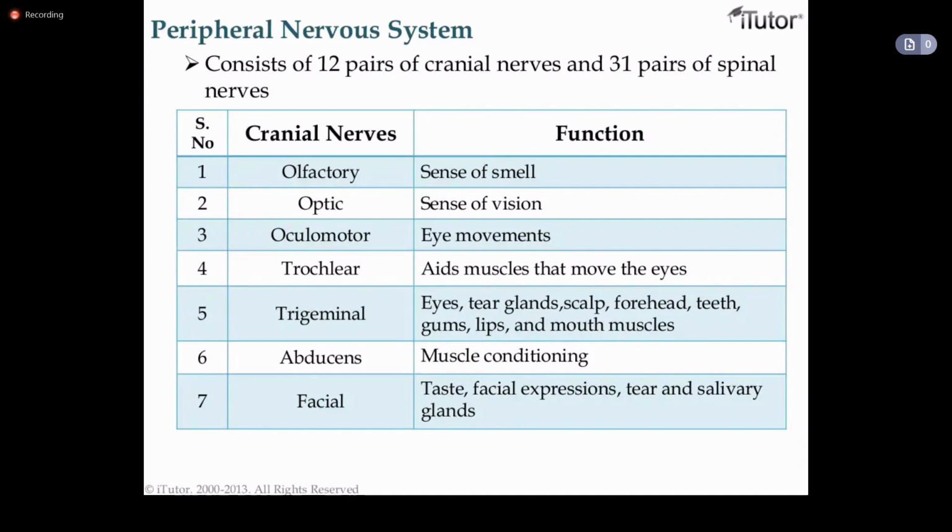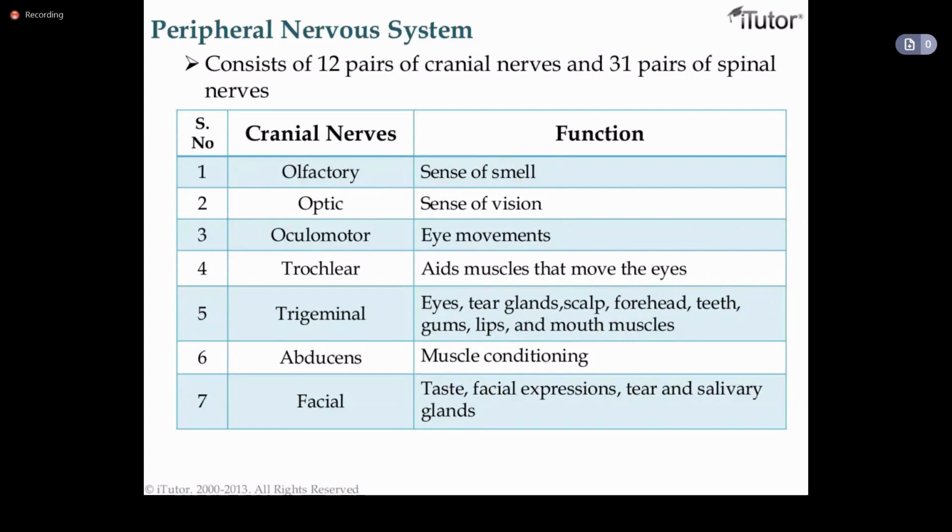The olfactory nerve works in the sense of smell. The optic nerve is in the sense of vision, and oculomotor is for eye movement, and trochlear aids the muscles that move the eyes. Trigeminal is for the eyes, tear glands, scalp, forehead, teeth, gums, lips, and the mouth muscles.